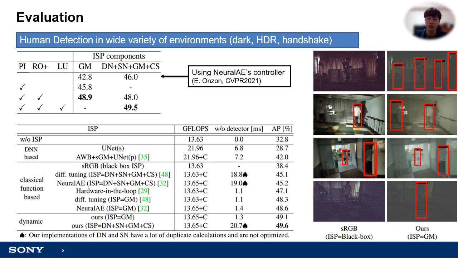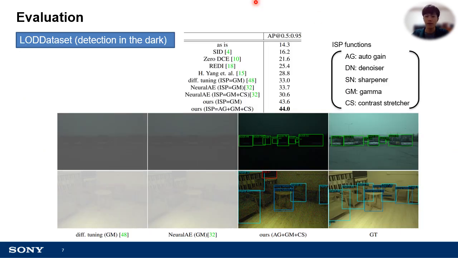These are evaluation results on human detection tasks in wide variety of environments, including dark, HDR, and handshake. The upper row is our baseline controller. By adding our proposed method, we can successfully control complex ISP parameters. Compared with previous results, our method achieves the highest accuracy with small computational cost. We also evaluate with LOD dataset, which collects dark images for detection task. As you can see, our method exceeds previous state-of-the-art method by large margin.